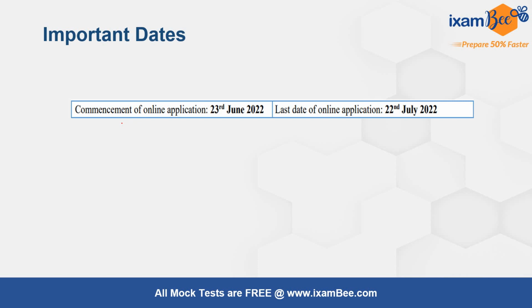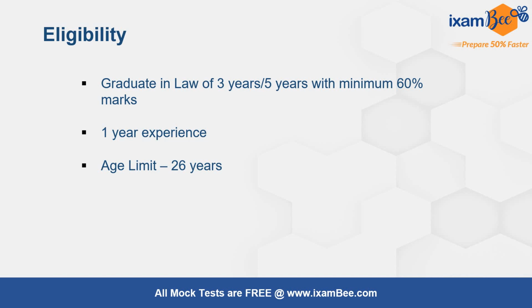Let's have a look at the important dates. The online application form can be filled from 23rd June to 22nd of July. As of now, the exam date is not out. Now going to the eligibility, you need graduation in law of 3 years or 5 years with minimum 60% marks, which is relaxed to 55% for SC, ST and PWBD. You need 1 year experience and the maximum age for this recruitment is 26 years.